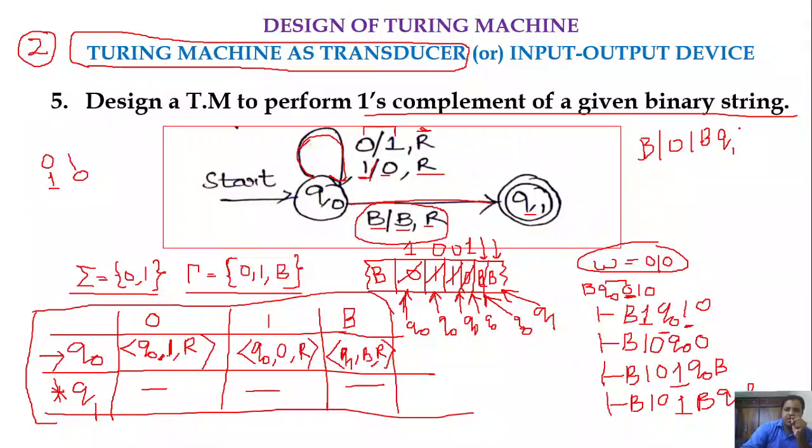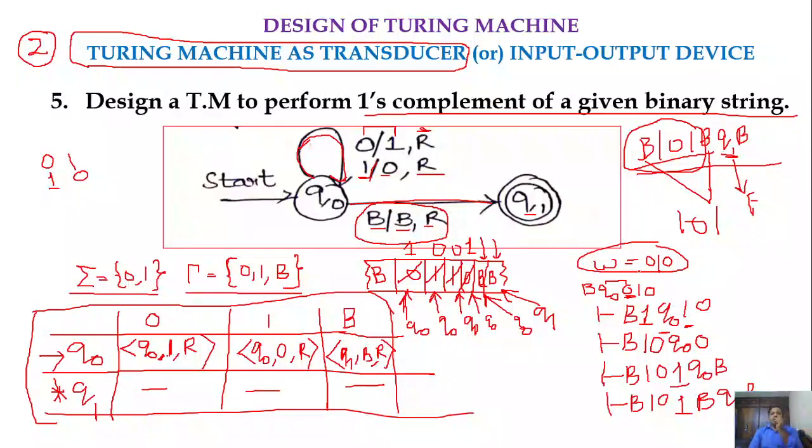Here we don't have a transition from Q1 on B, so the Turing machine halts. So Q1 is the final state, and the Turing machine is halted. Once it is halted, you can read out the tape to get the output. The tape consists of blank 1 0 1 blank. Just ignore the blanks, so you get the output 1 0 1. The input we gave was 0 1 0, and its corresponding output is 1 0 1.